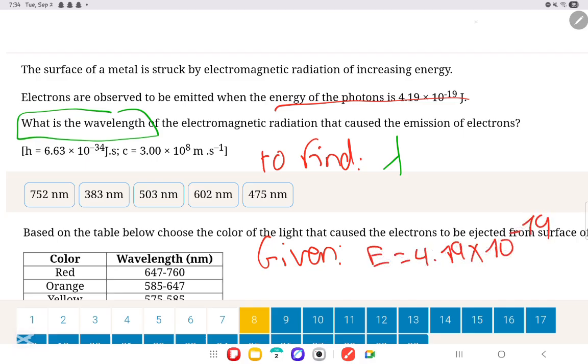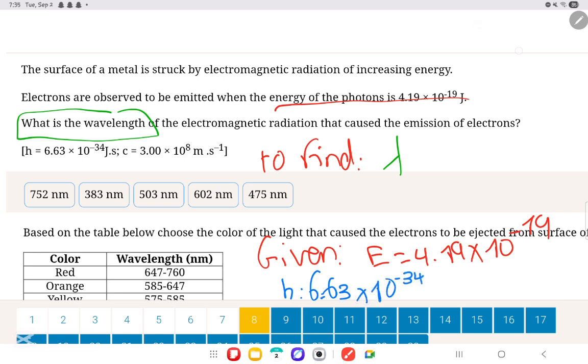Please excuse me, I'm not going to write the units, but of course you have to write the units. For me, they don't fit. That's why I'm not going to write them. But for you guys, of course you have to write them. Okay, now, what's also given? H, which is Planck's constant, which is 6.63 times 10 to the power of minus 34.